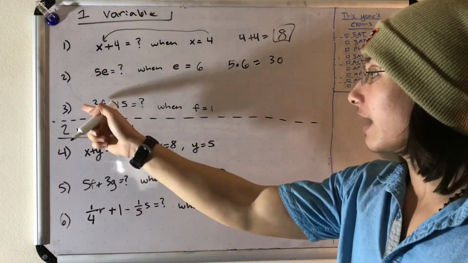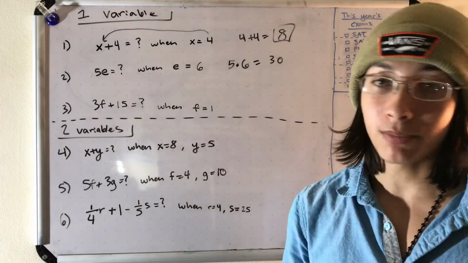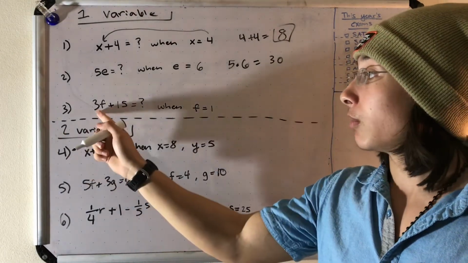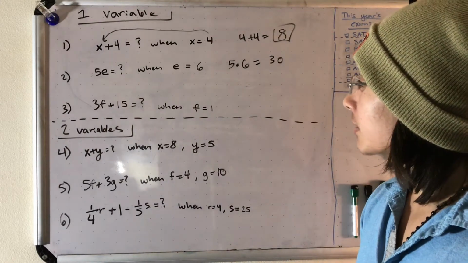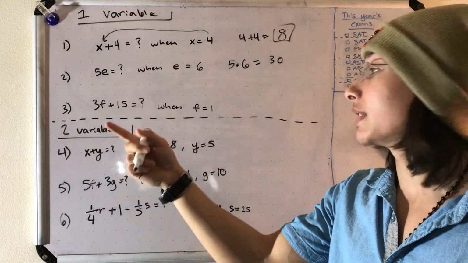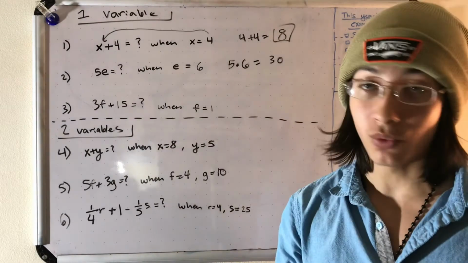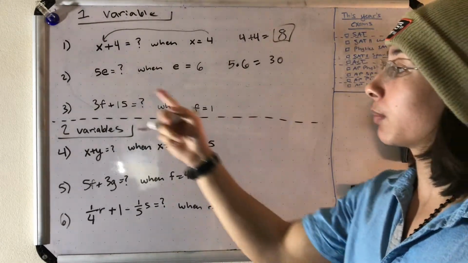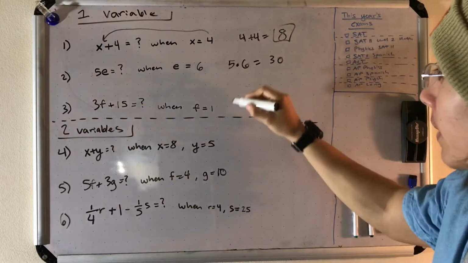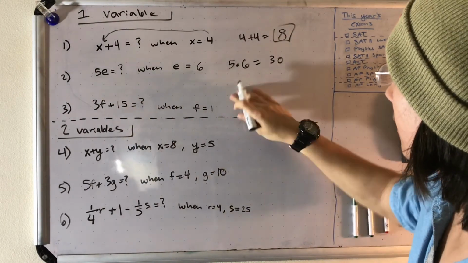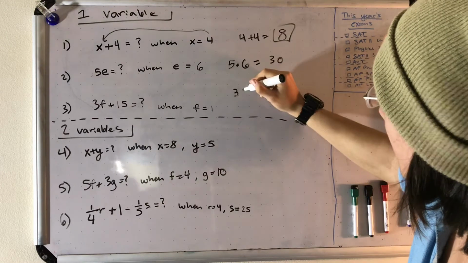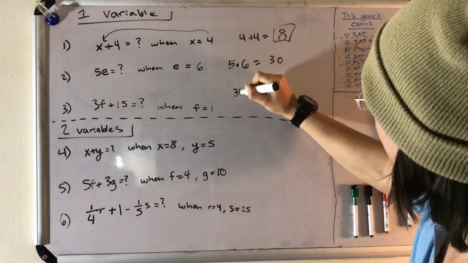All right. And now we have this slightly more tricky problem. This involves both multiplication as well as addition. Let's reduce it down when f is equal to 1. So all we're going to do is, again, replace the f with 1. So we have the expression 3f plus 15, 3, so it's obviously going to be times 1, right?